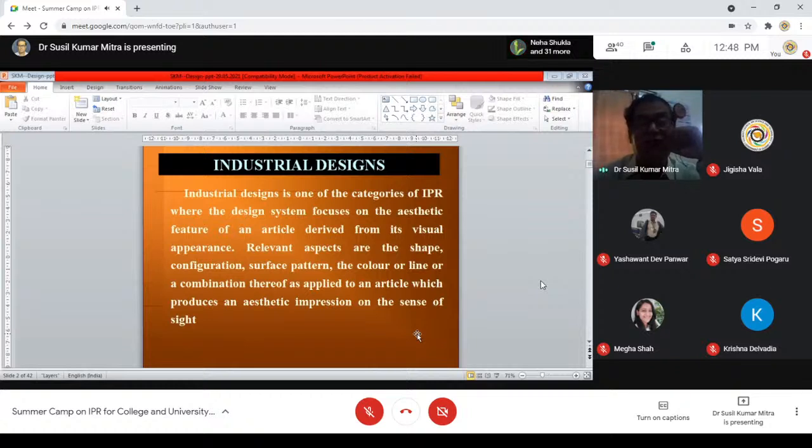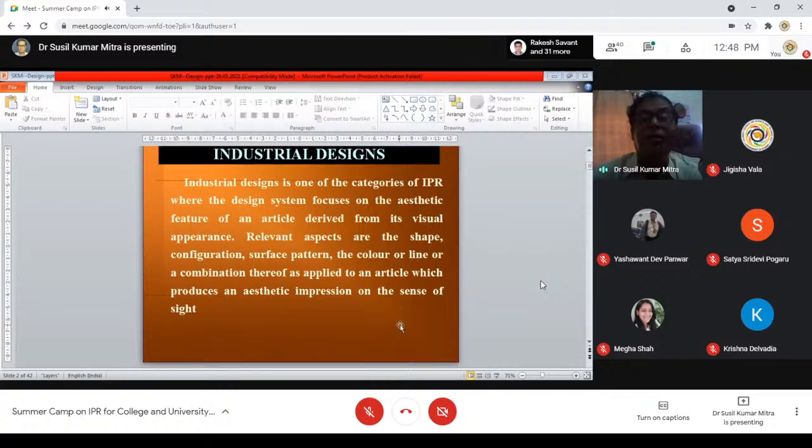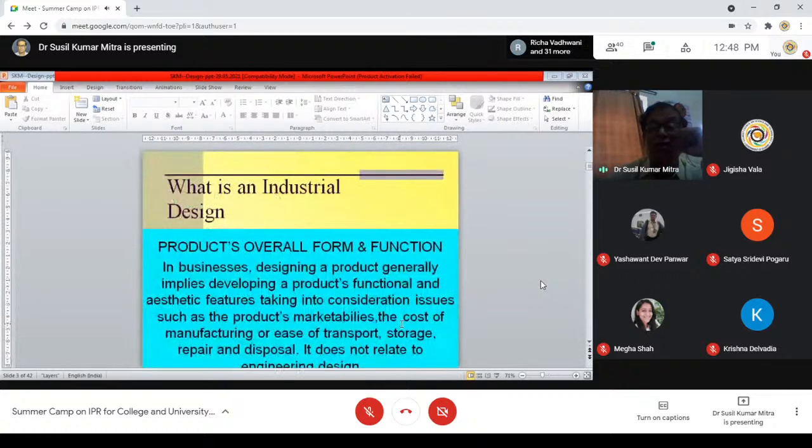It covers the visual appearance; the relevant aspects are the shape, configuration, surface pattern, color, line, and combination as applied to the article, which creates an aesthetic impression on the sense of sight for capturing the marketing of that particular article. Why? Because the industrial design is a product of the overall form and function.